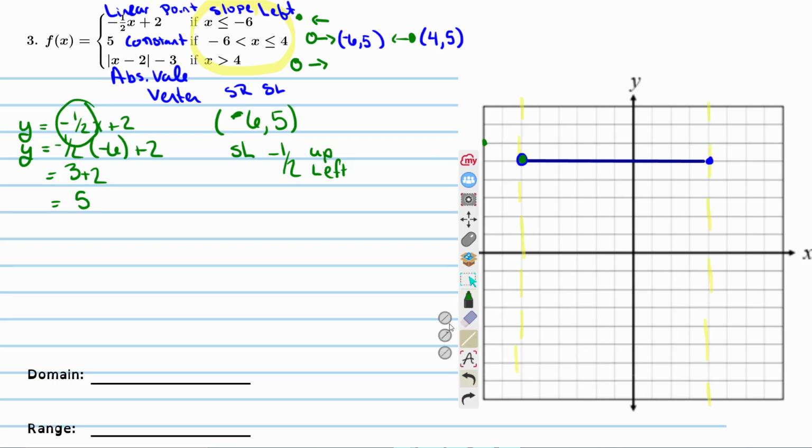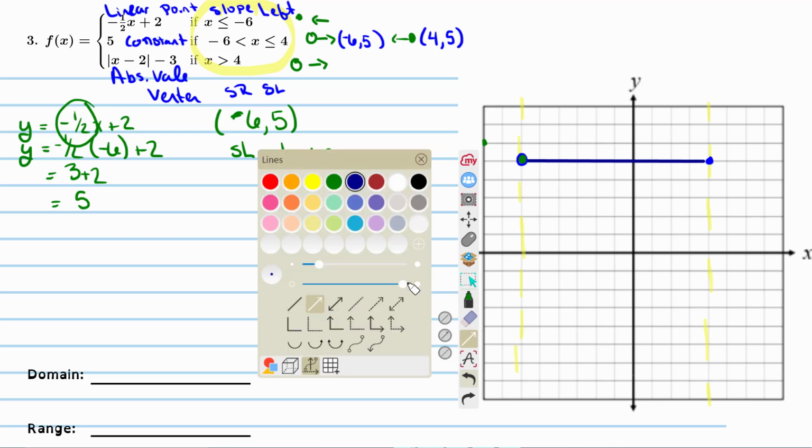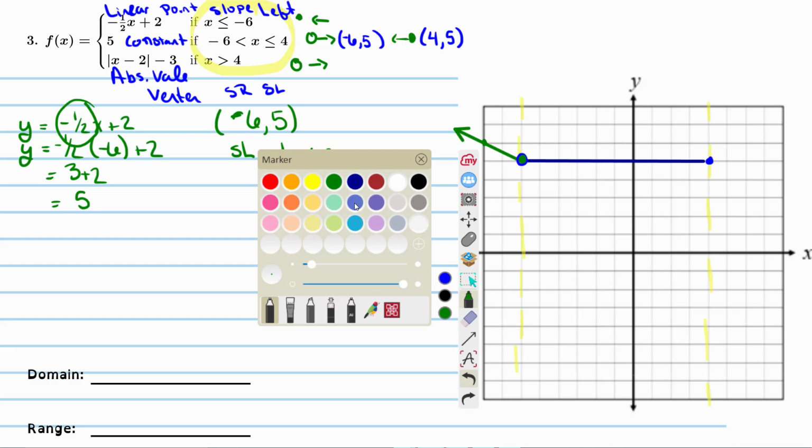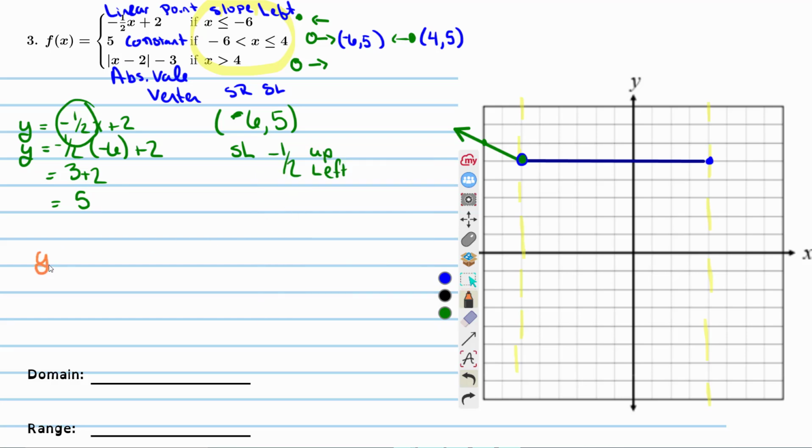And then I'm going to draw in that line as I go up and to the left. Then my last section is y is equal to the absolute value of x minus 2, minus 3. I need to find my vertex, which is at 2, -3.